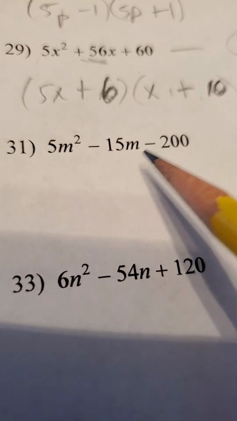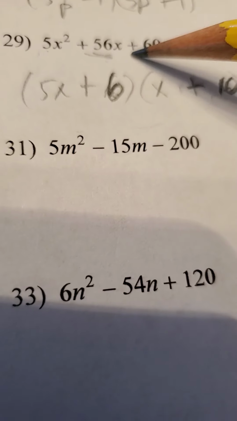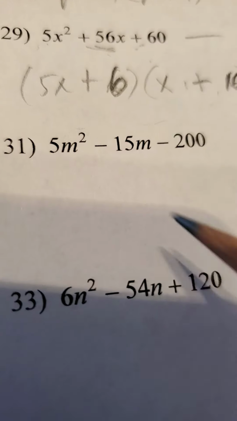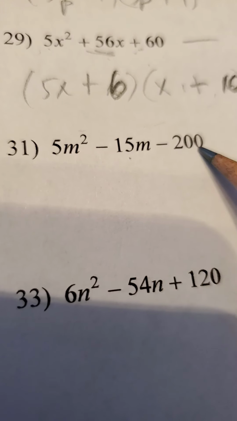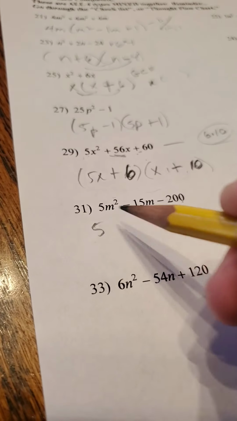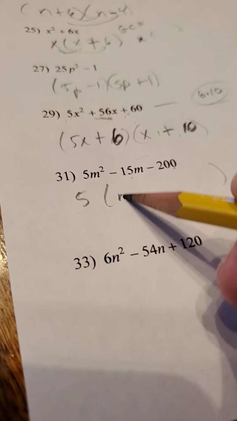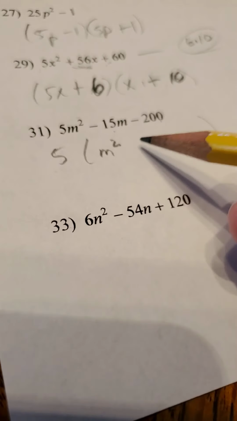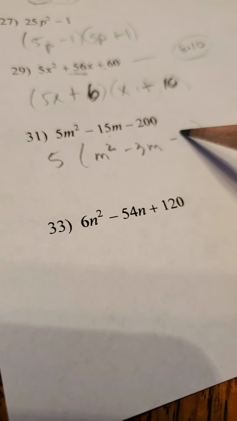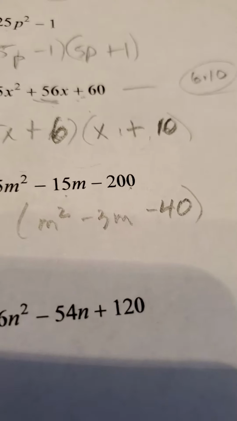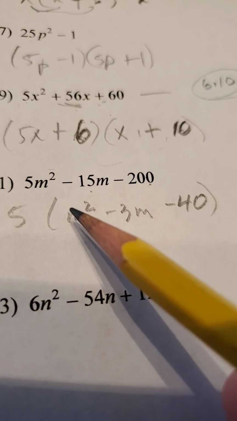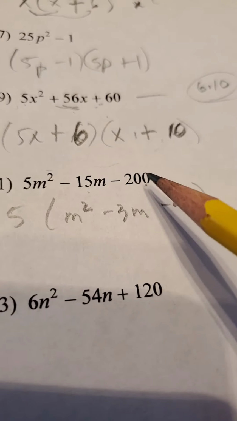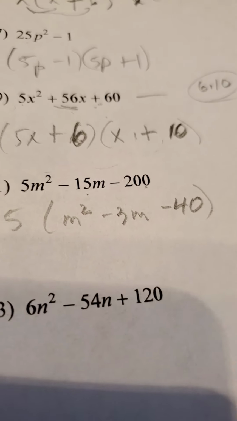Next one, some people might try this up here, but what you're forgetting is always look for a GCF. These guys can all be divided by 5. So I pull a 5 out of all of them. When I pull a 5 out of all of them, I end up with an m squared, a 3m, and a 40. Minus 3m minus 40.